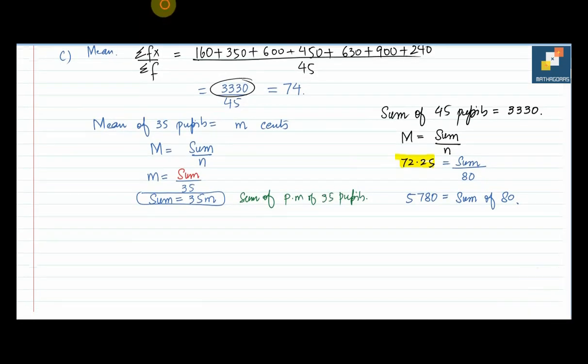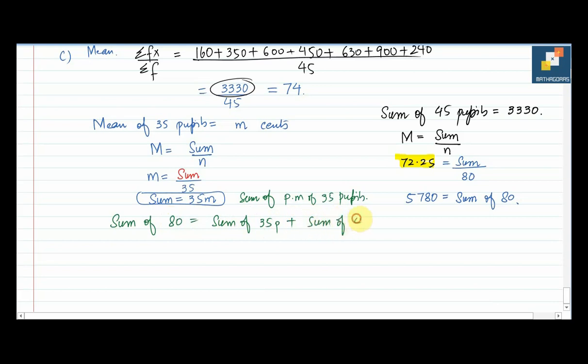Now in general, if I say that the sum of 80 equals the sum of 35 people plus the sum of 45 people, that is a general equation. Now I have the value of all these three terms. Sum of 80 persons is 5780, sum of 35 persons is 35m, and sum of 45 people is 3330. Now you can easily find out the value of m here. 5780 minus 3330 and divided by 35 gives you the value of 70. The value of m we have is 70.